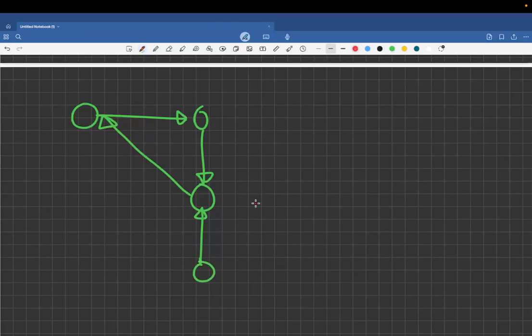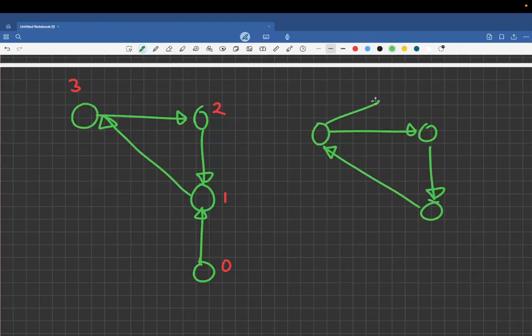Let me mark the nodes for now. Let's suppose this is node 0, 1, 2, and 3. And let's suppose this is not a complete graph. There can be different disconnected components, right? So let's suppose these are nodes 4, 5, 6, 7. Okay. Let's suppose this is the complete graph you have, having 7 nodes.